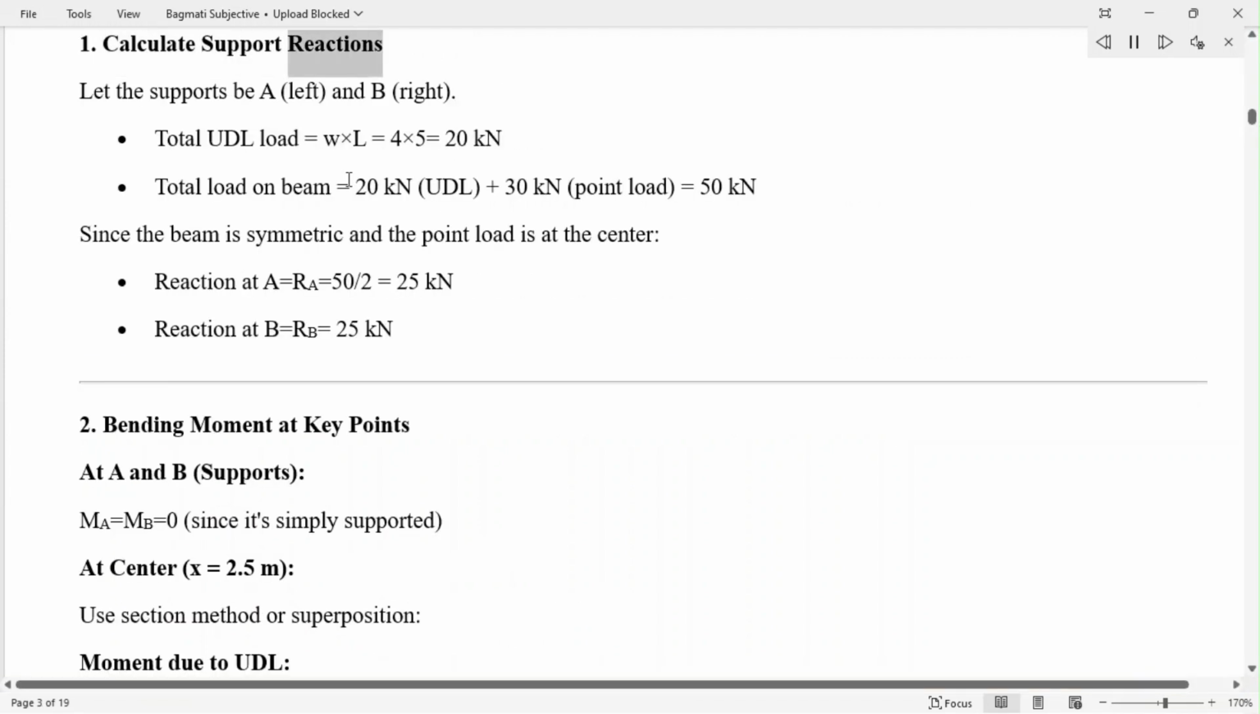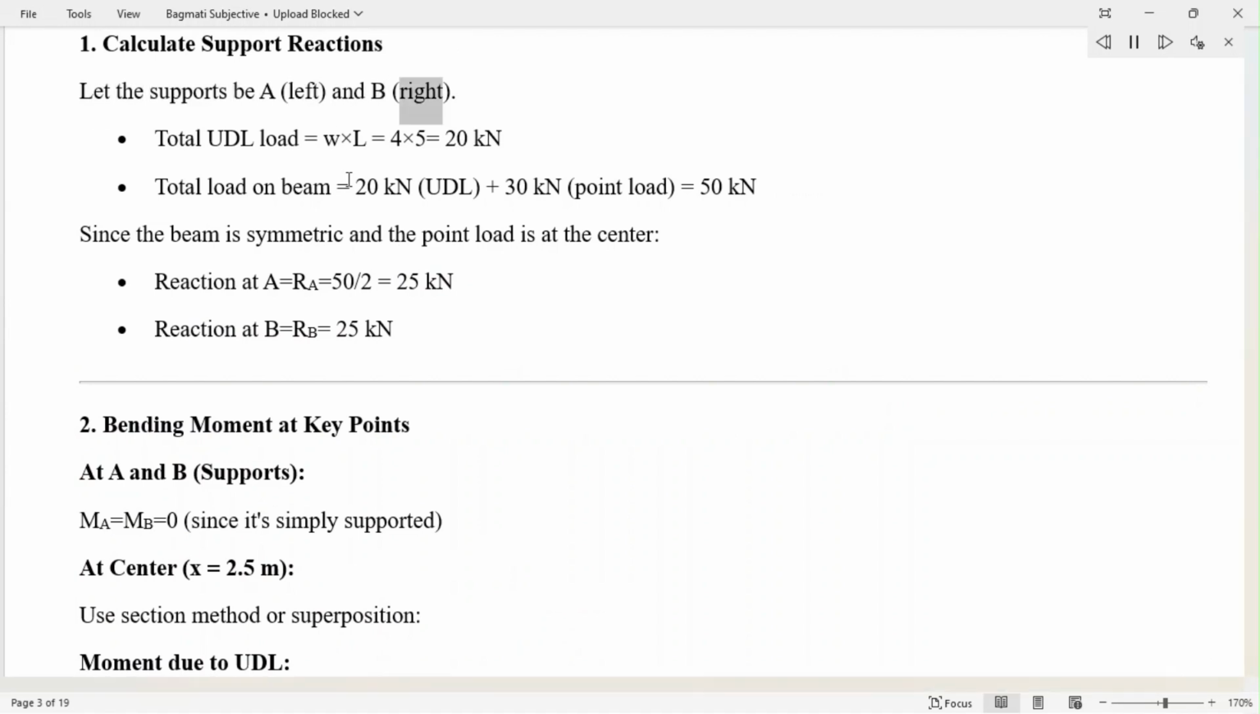1. Calculate support reactions. Let the supports be A, left, and B, right. Total UDL load equals w times L equals 4 times 5 equals 20 kN. Total load on beam equals 20 kN UDL plus 30 kN point load equals 50 kN. Since the beam is symmetric and the point load is at the center, reaction at A, RA, equals 50/2 equals 25 kN. Reaction at B, RB, equals 25 kN.